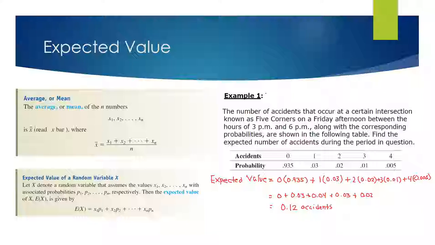So I basically expect there to be between 0 and 1 accidents on any given day, heavily towards the 0. So I'm probably not going to be super worried about this region and not make any special conditions or resources available to take care of it.